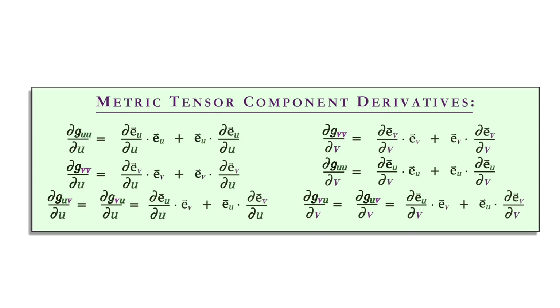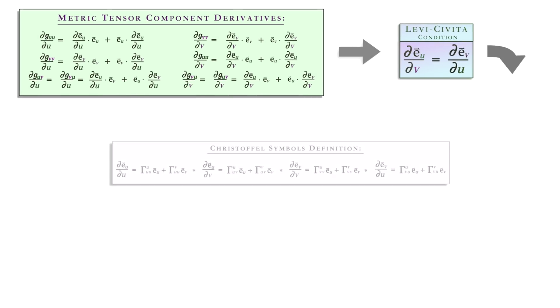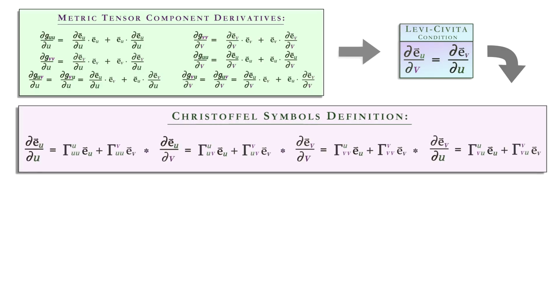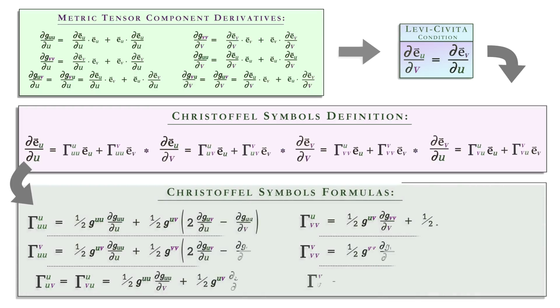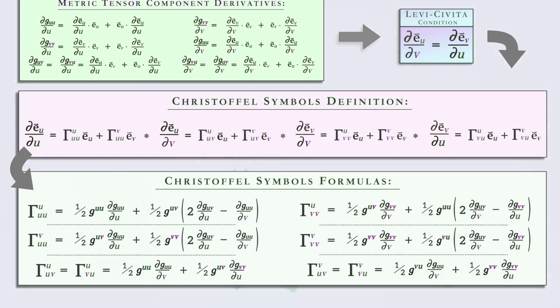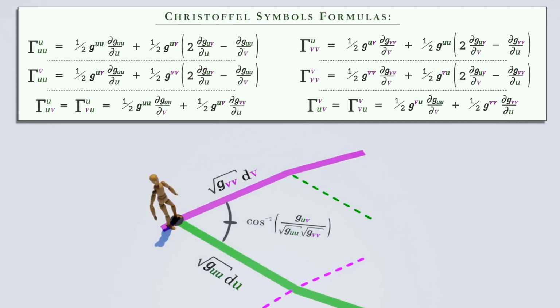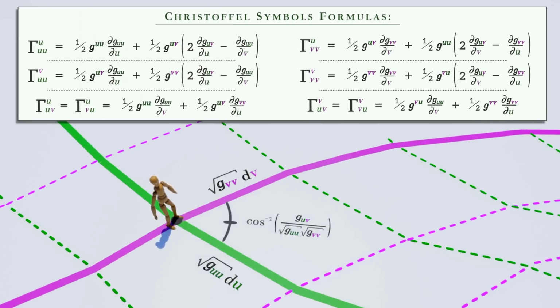Now, when you take the derivatives of the metric components, then impose the Levi-Civita condition, and finally solve for the Christoffel symbols, you'll arrive at the following 6 independent equations expressing the values of the Christoffel components purely in terms of the metric tensor and its inverse. These equations make no explicit reference to the external space, and thus allow our observer to determine how their coordinate curves are changing over the manifold from within that manifold itself.